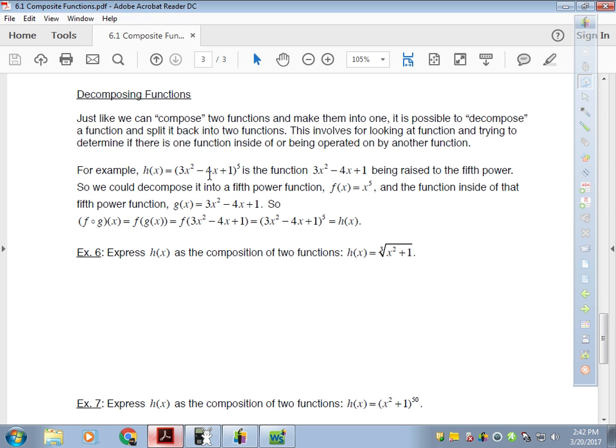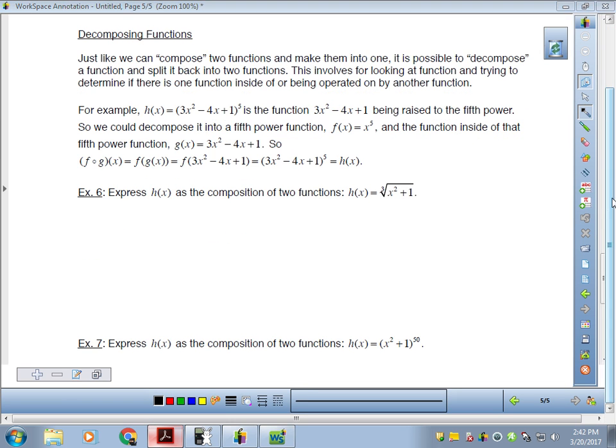So we could actually take this composite and we could decompose it back into two functions. The outer function, which is the x to the 5th power, and the inner function, which is the 3x squared minus 4x plus 1. If you take this inner function, g of x, and you plug it into this outer function, f of x, you end up getting the original h of x. Okay. And so that's really how it works. You're just looking for what's on the outside, what's on the inside. So let's do some examples of this.